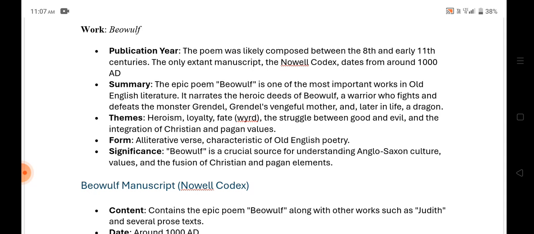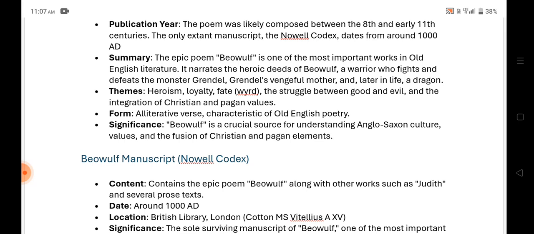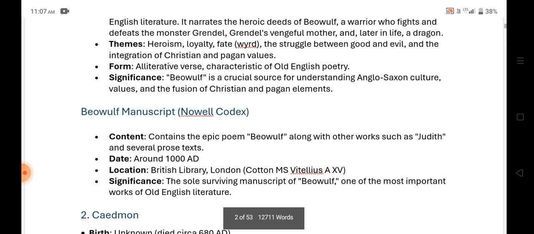Themes of heroism, loyalty, fate, the struggle between good and evil, and the integration of Christian and pagan values were seen. The form is alliterative verse, and characteristics of Old English poetry were seen. Beowulf is a crucial source for understanding Anglo-Saxon culture, values, and the fusion of Christian and pagan elements.